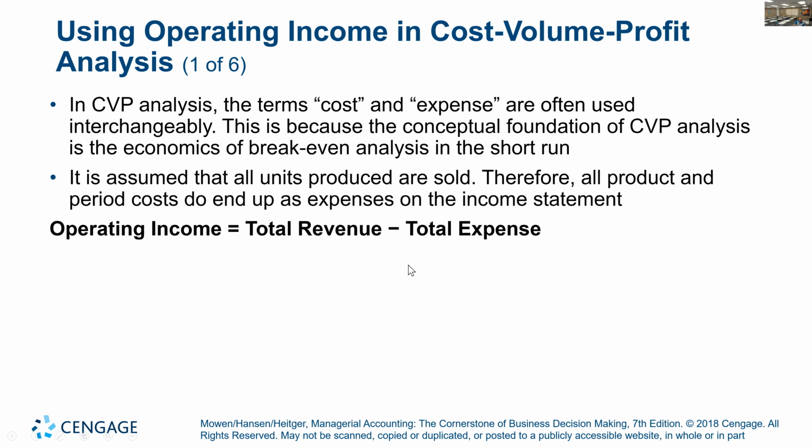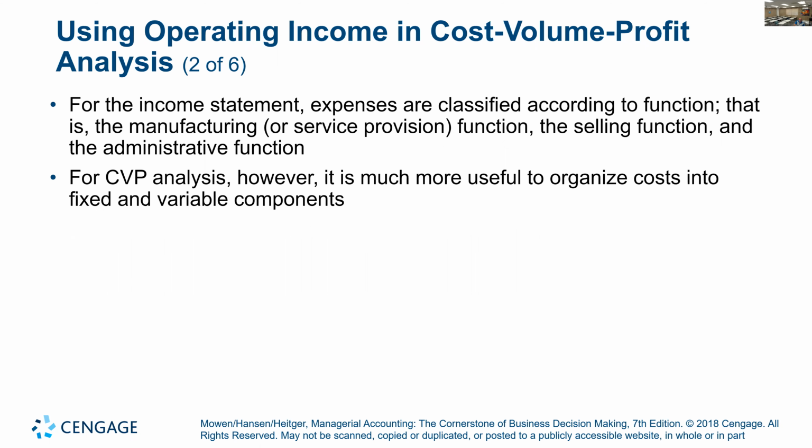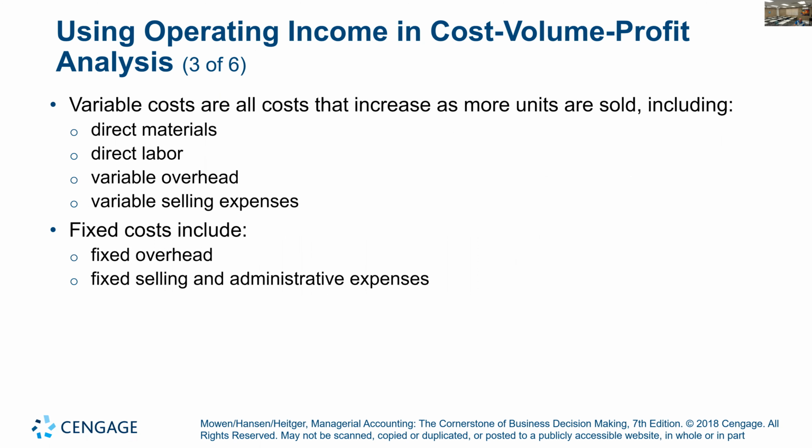In normal operations, total revenue minus total expenses gets us our operating income. That's great information for us, but for CVP analysis, we need to organize our costs a little bit differently. Instead of just having total revenues minus total cost to get our operating income, to understand how changes in costs can affect our profit, it's better for us to know what our variable costs are and what our fixed costs are.